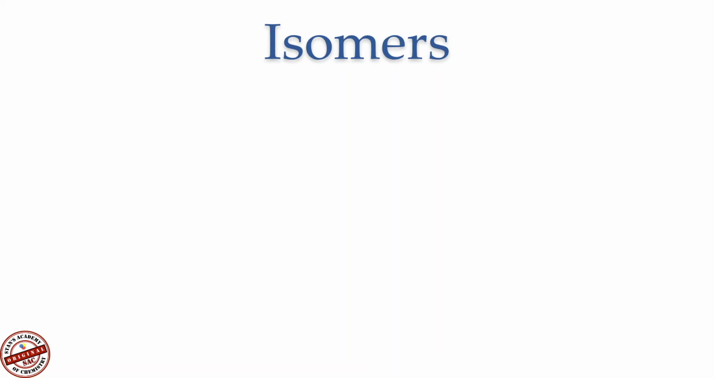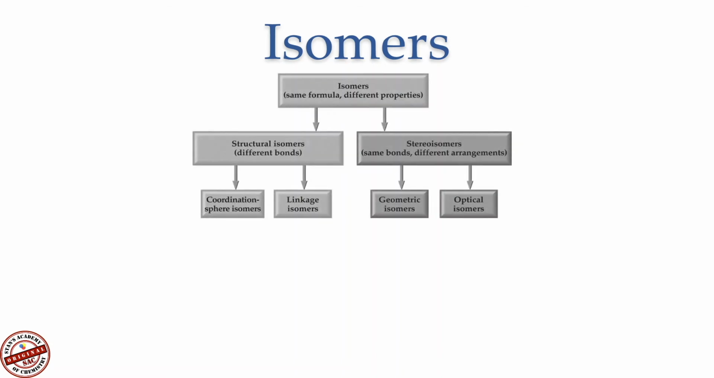Isomers, same unit. Iso means same, mer means unit. You're kind of familiar with that word. So if you look at isomers, they generally have the same formula but different properties. Isomers can be classified into structural isomers if they have different bonds, and the coordination sphere isomers and linkage isomers are examples of structural isomers. We will see an example of linkage isomer here.